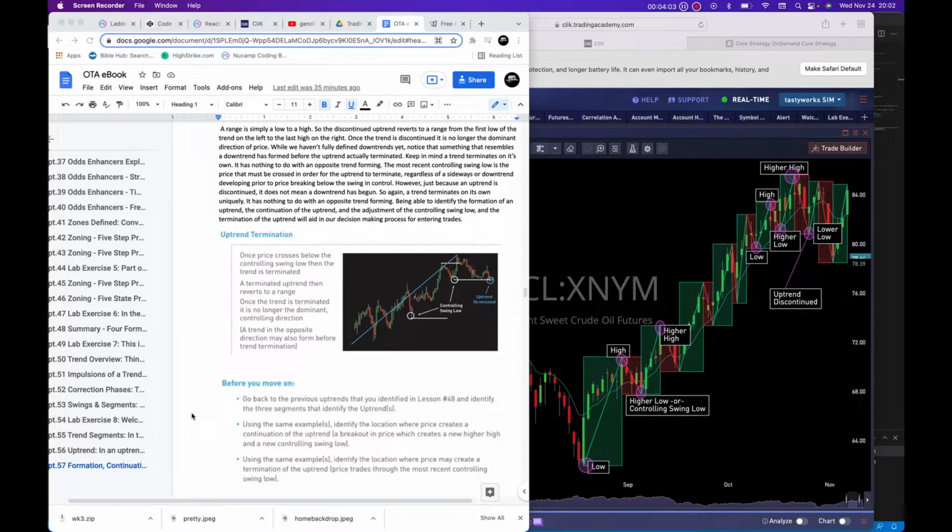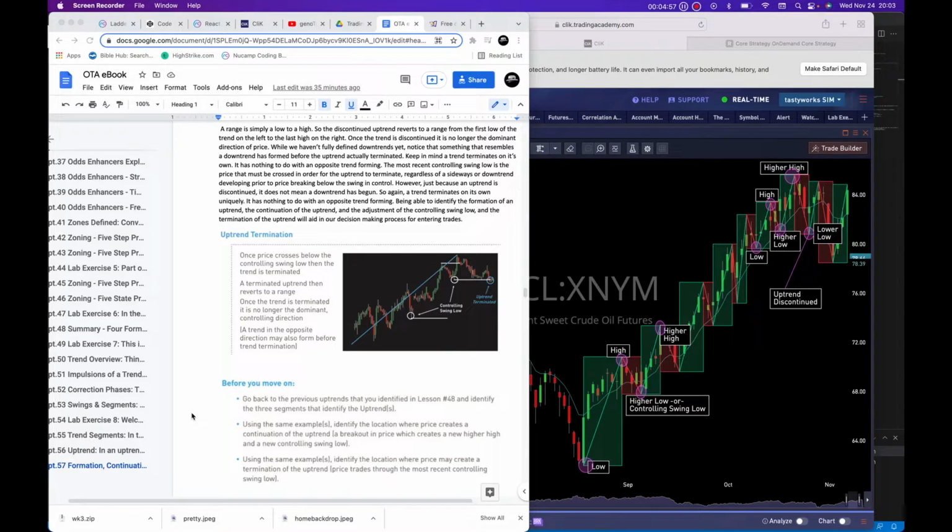However, just because an uptrend is discontinued, it does not mean a downtrend has begun. So again, remember, a trend terminates or discontinues on its own uniquely. It has nothing to do with an opposite trend forming. Being able to identify the formation of an uptrend, the continuation of the uptrend, the adjustment of the controlling swing low, and the termination or discontinuance of the uptrend will aid in our decision-making process for entering trades.